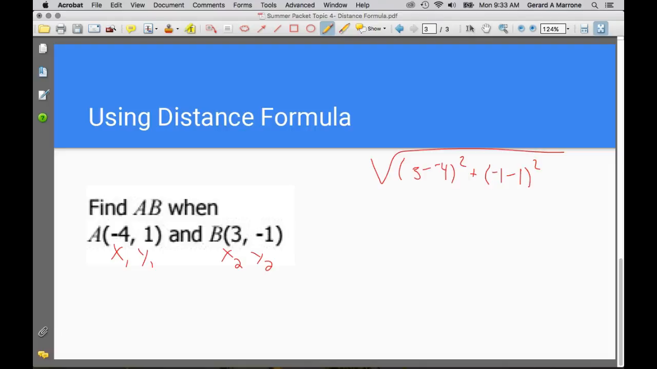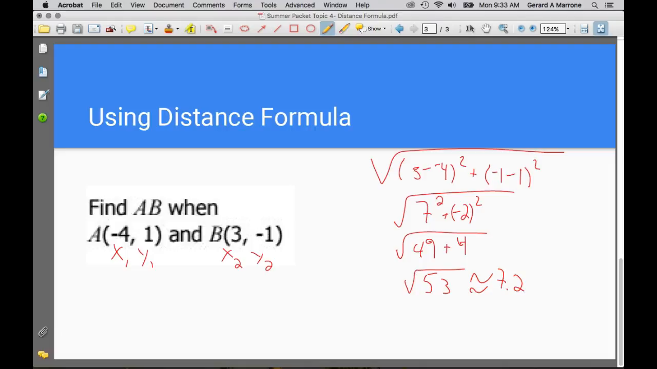Now, 3 minus negative 4 is going to give me a 7 squared. And negative 1 minus 1 more is going to give me negative 2 squared. Remember, we're adding these. 7 squared is 49. Negative 2 squared is 4. So I've got the square root of the quantity 49 plus 4. And I end up with the square root of 53, which is approximately 7.2.